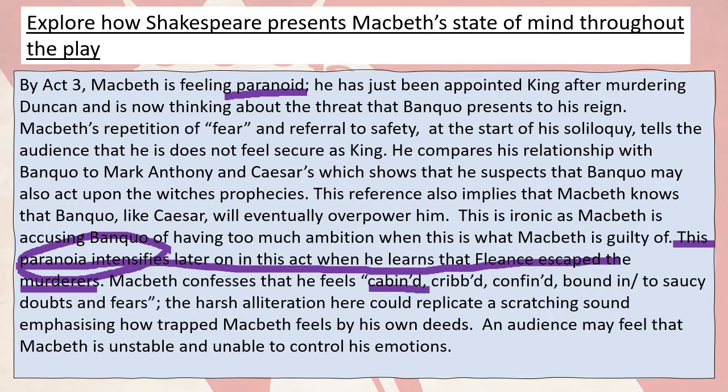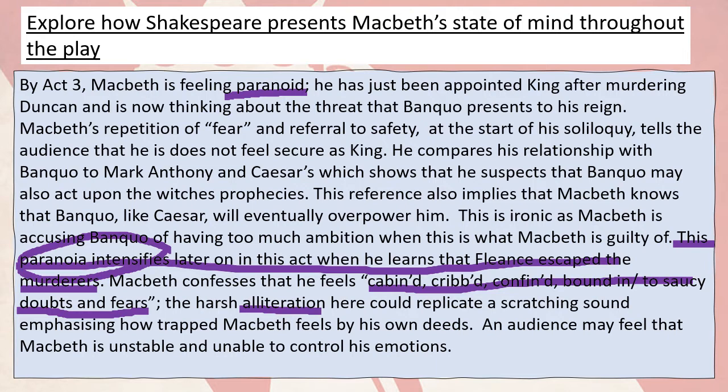Okay, so we have a quotation here, which is quite long. Perhaps we could reduce it down again. The harsh alliteration here could replicate a scratching sound, emphasising how trapped Macbeth feels by his own deeds. Okay, that's good. So we've got a device there, the alliteration in the cabined, cribbed, confined.